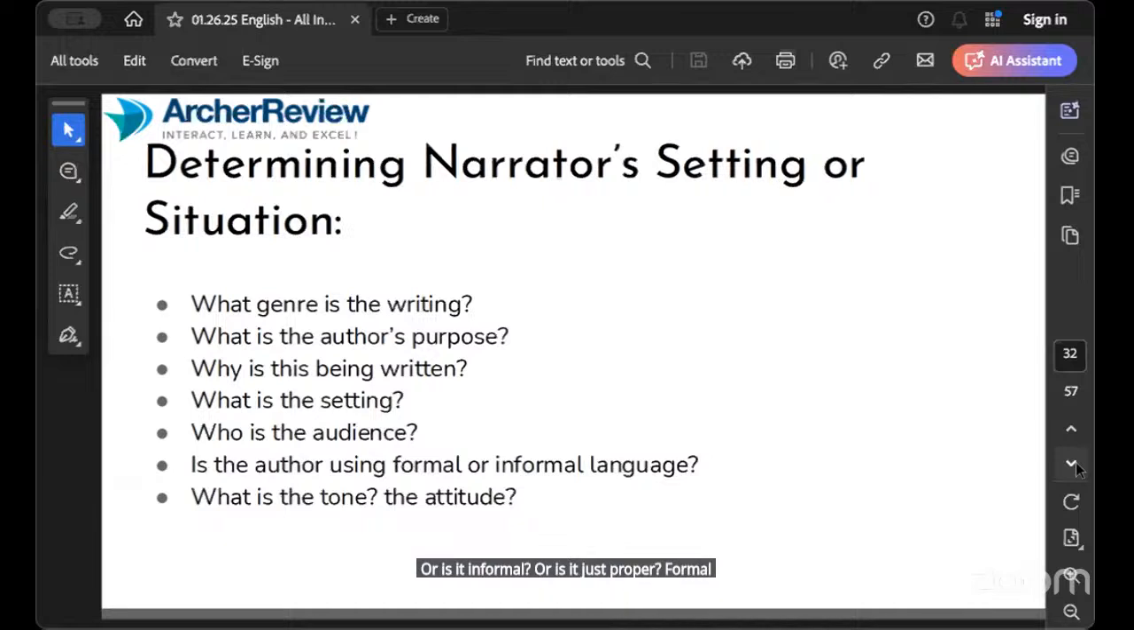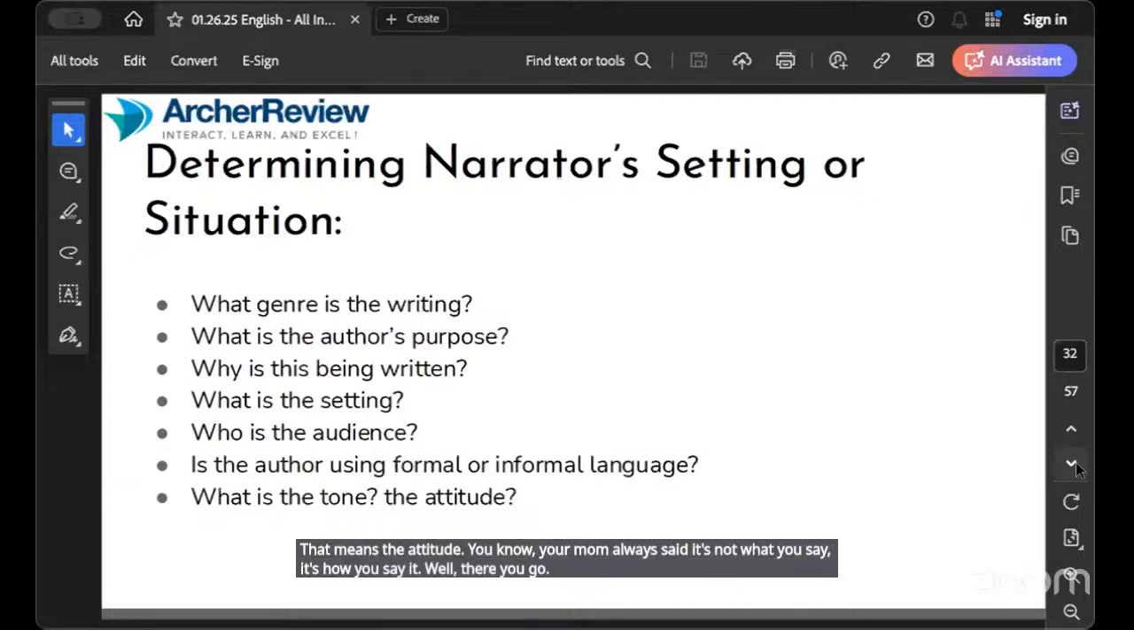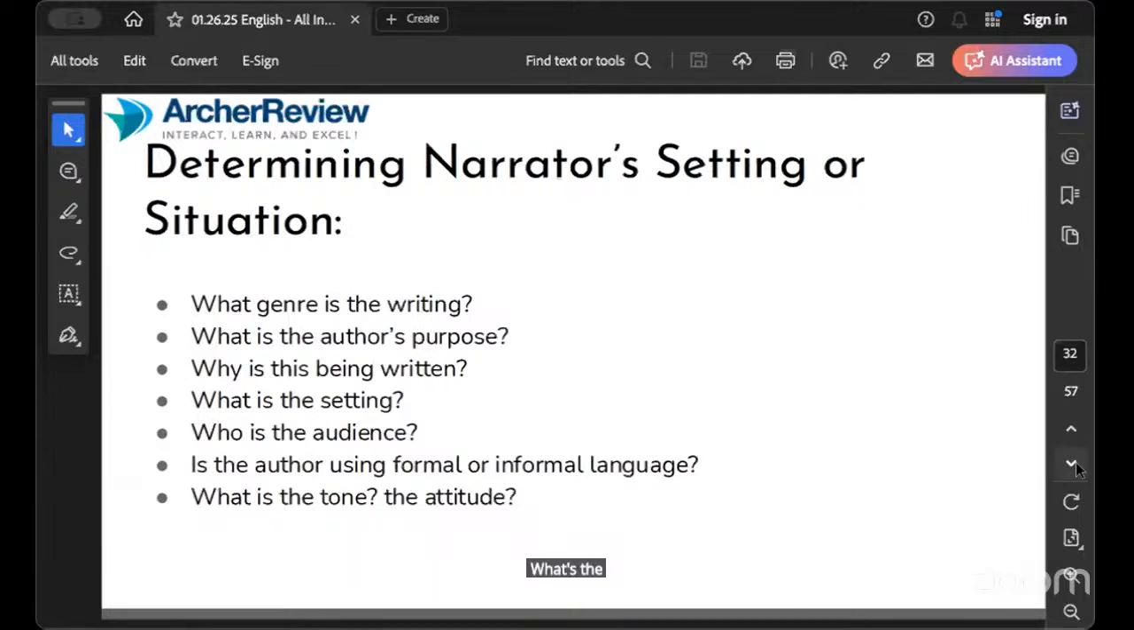What is the tone? That means the attitude. Your mom always said it's not what you say, it's how you say it. Well, there you go. What's the tone? Is it serious? Is it mocking? Is it sarcastic? Is it sad? Is it moving? Lots of ranges of emotions that can be here.